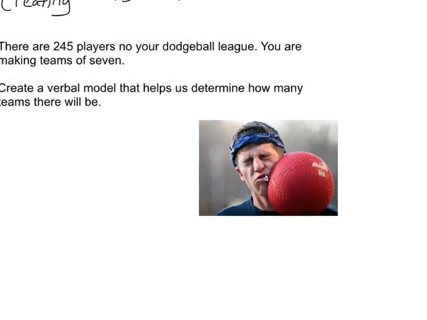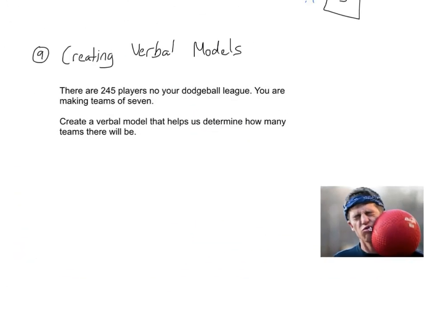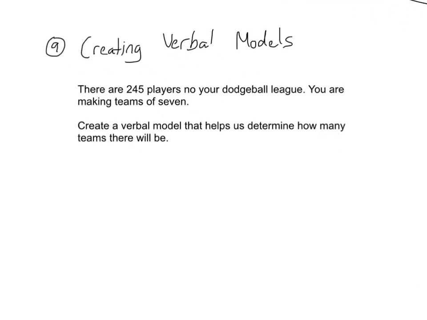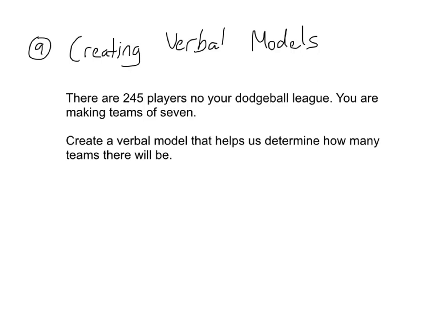All right, so you're on a dodgeball league, and we'll say you're in leadership, and you have to make up teams. Of course we would never want anybody to get hit in the face with a dodgeball. It's not even funny, kind of. Anyway, you're in charge of making the teams, and you know that there are 245 players in your dodgeball league. So you're going to create a verbal model that helps us determine how many teams there's going to be.